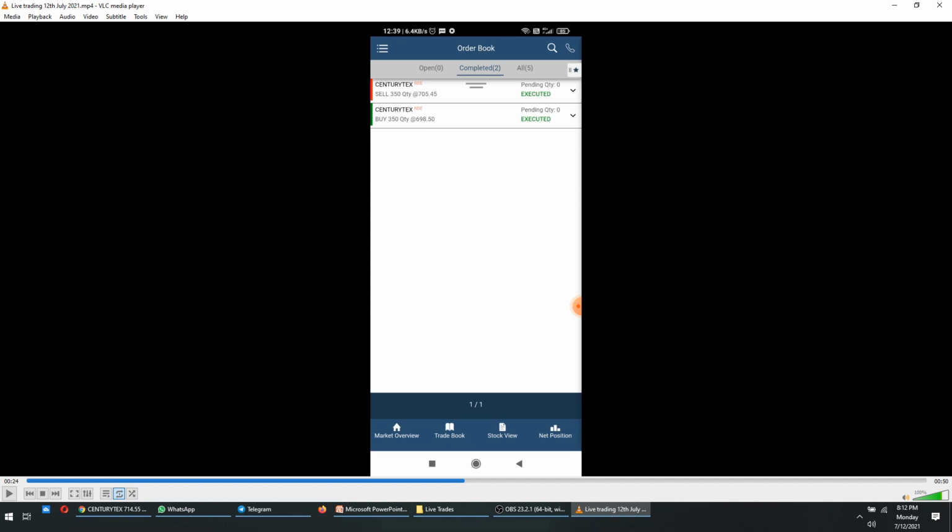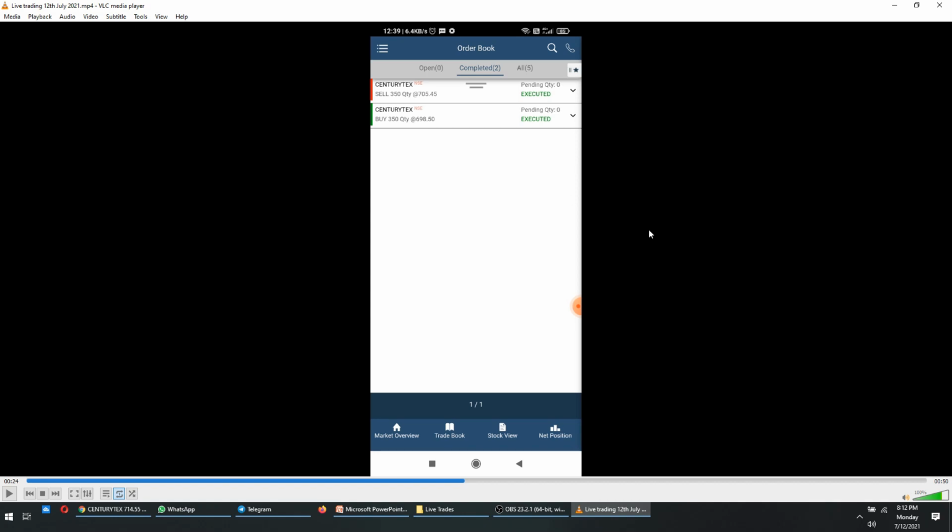Now since it was a 700 rupees script, I was aiming for around 5.5 to 6 rupees, but I got very close to a 7 rupees profit, which is again 1% of the script price. So this is the order book, and as you can see under the completed tab, we have Century Text.